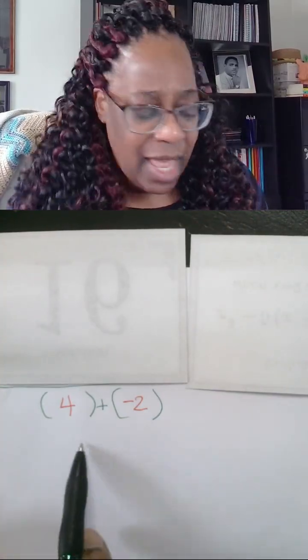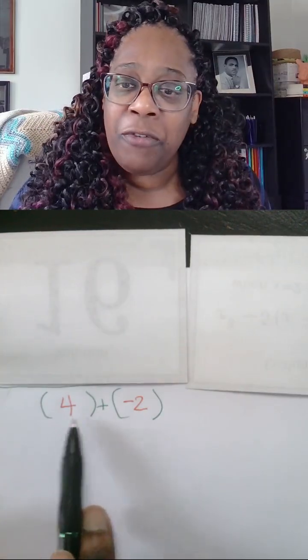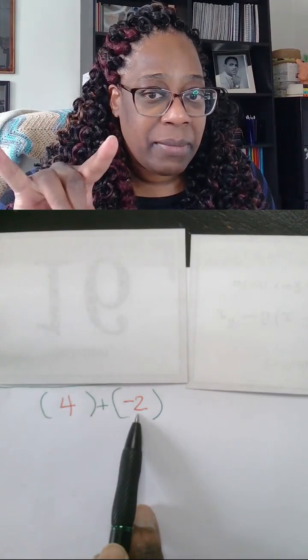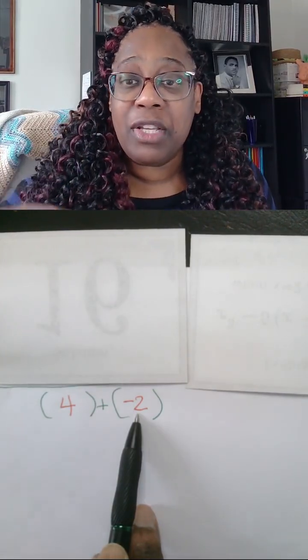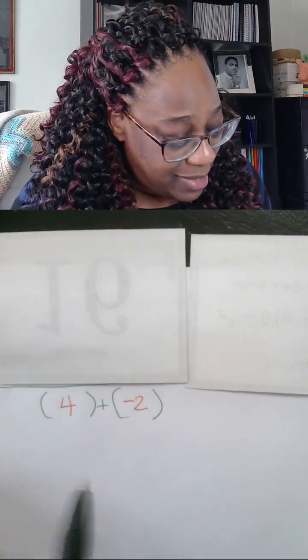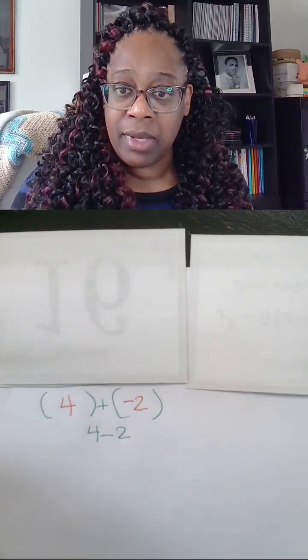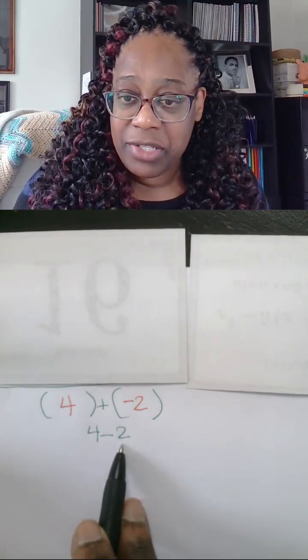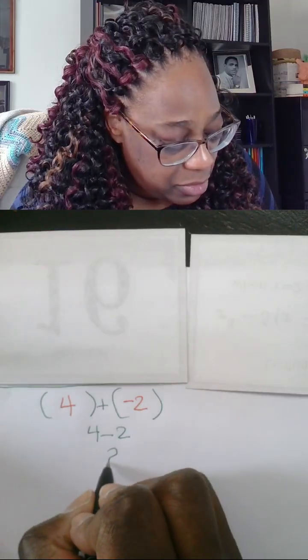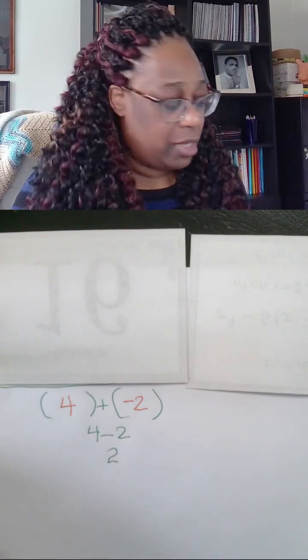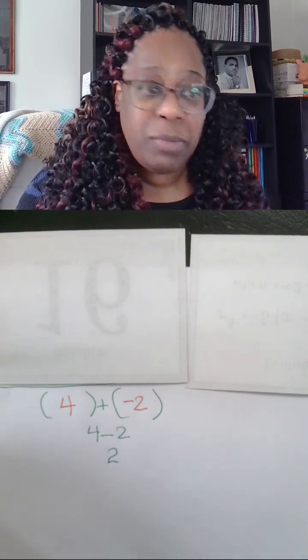All right, so now my denominator, I have 4 plus a negative 2. When the signs are opposite, that means you're really going to be subtracting. This is saying 4 minus 2. So 4 minus 2, that gives me 2. Right? Are we okay? So now, let's put it all together.